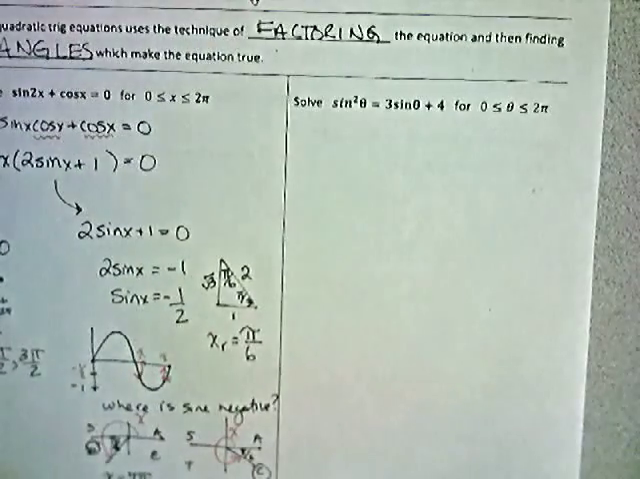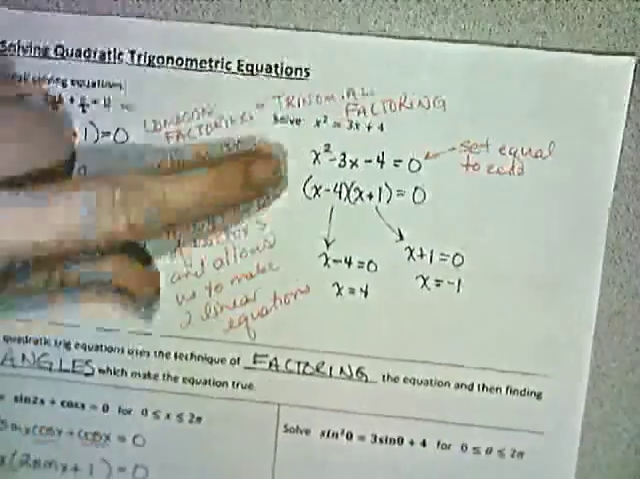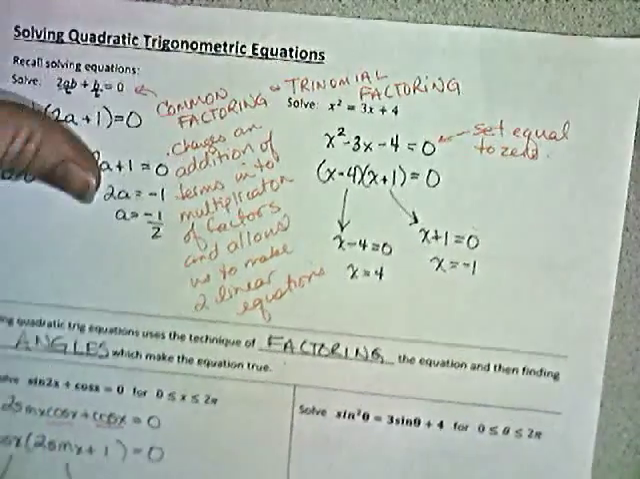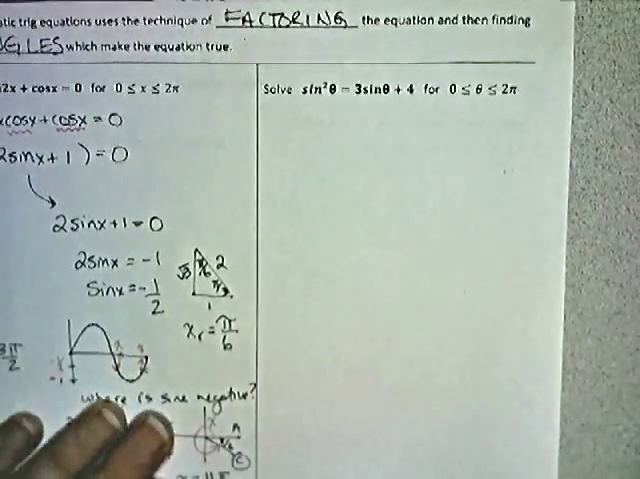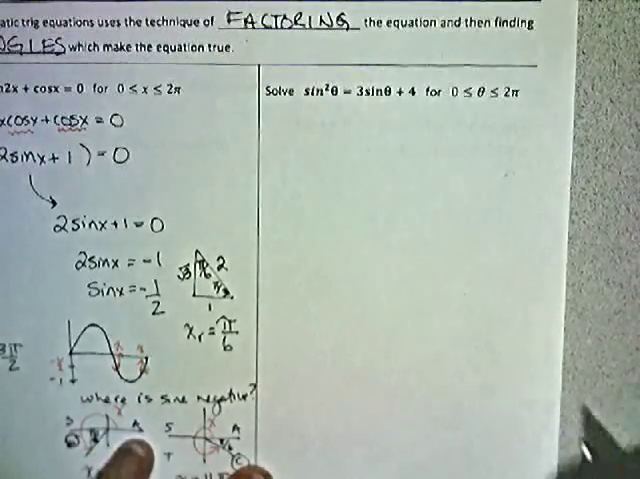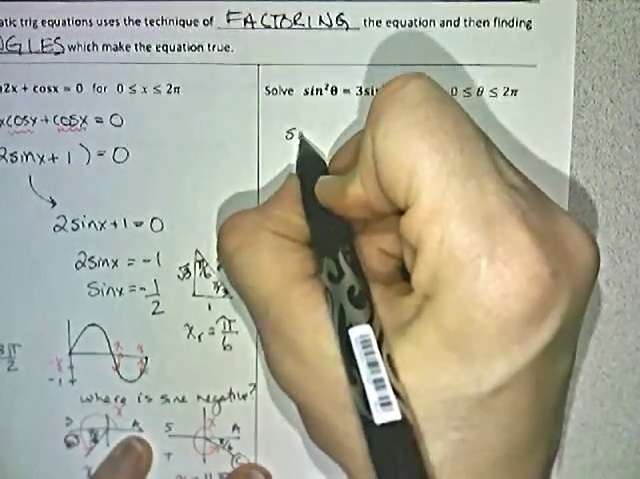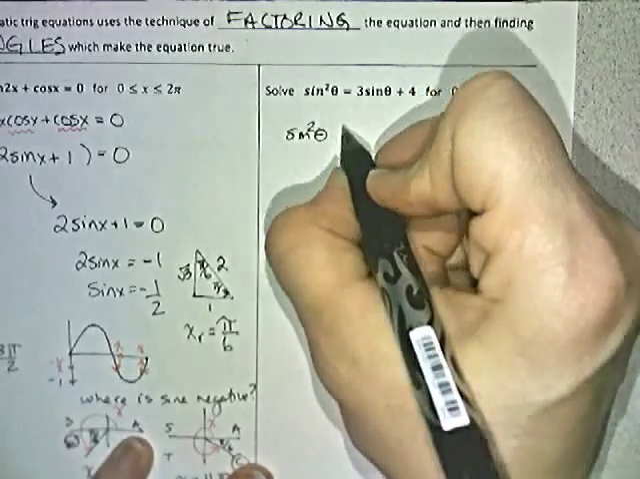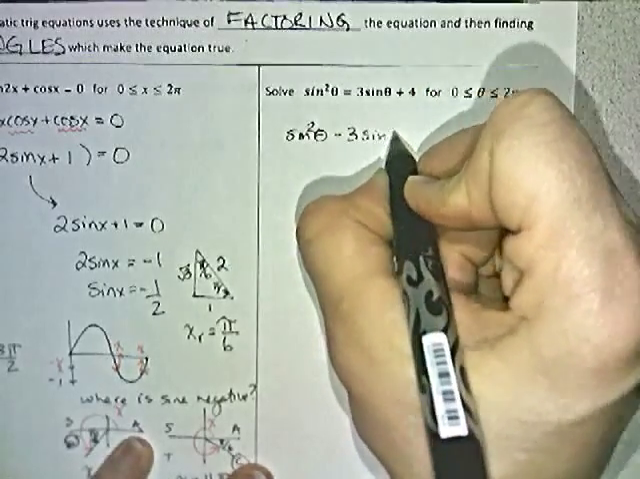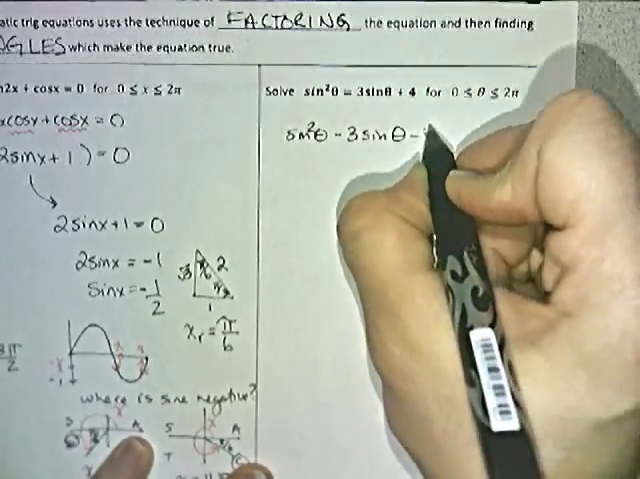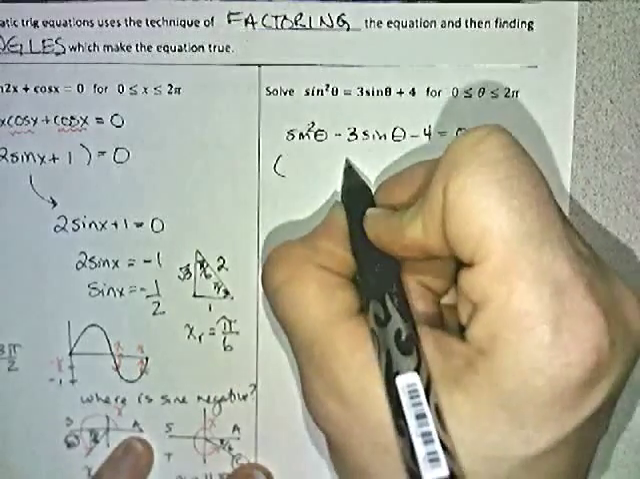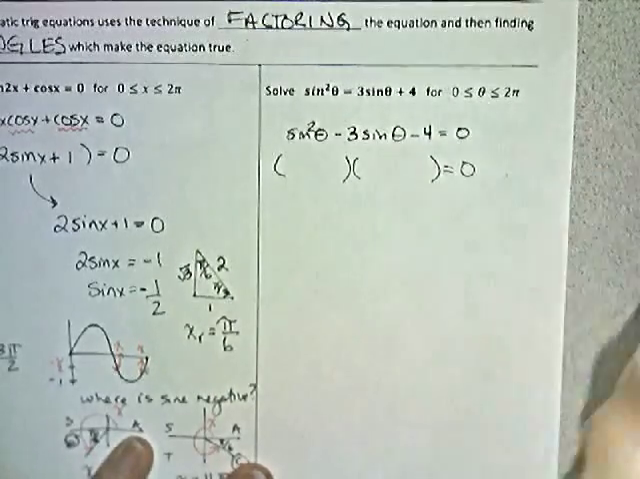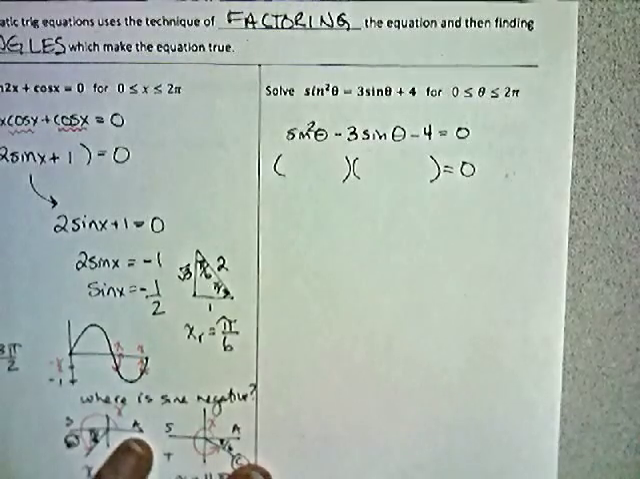Okay, so let's take a peek at a situation that mimics what we had above, a quadratic trig equation. Very first step, I set it equal to 0. So we'll bring both of our terms over to the left-hand side. We'll have sine squared theta minus 3 sine theta minus 4 equaling 0, and we'll factor this expression just like we did the algebraic quadratic above.